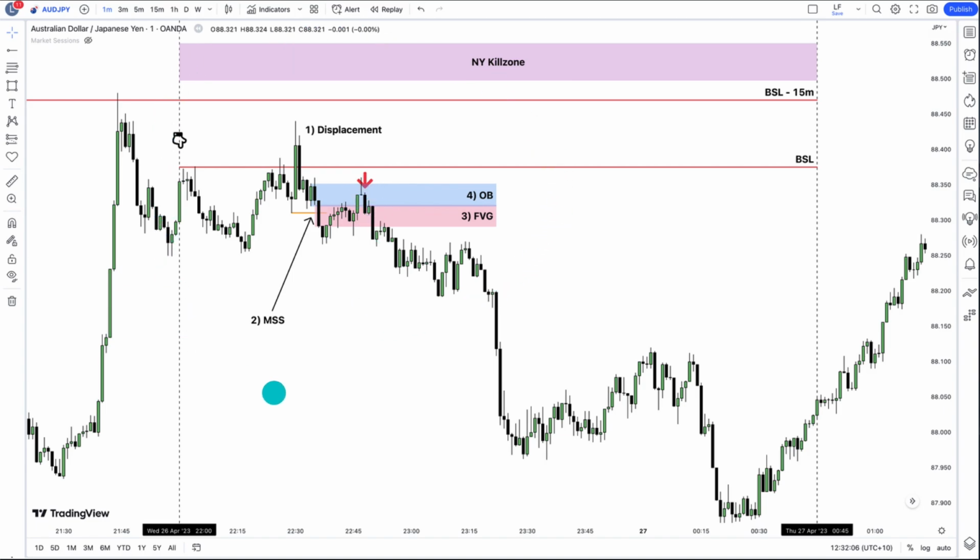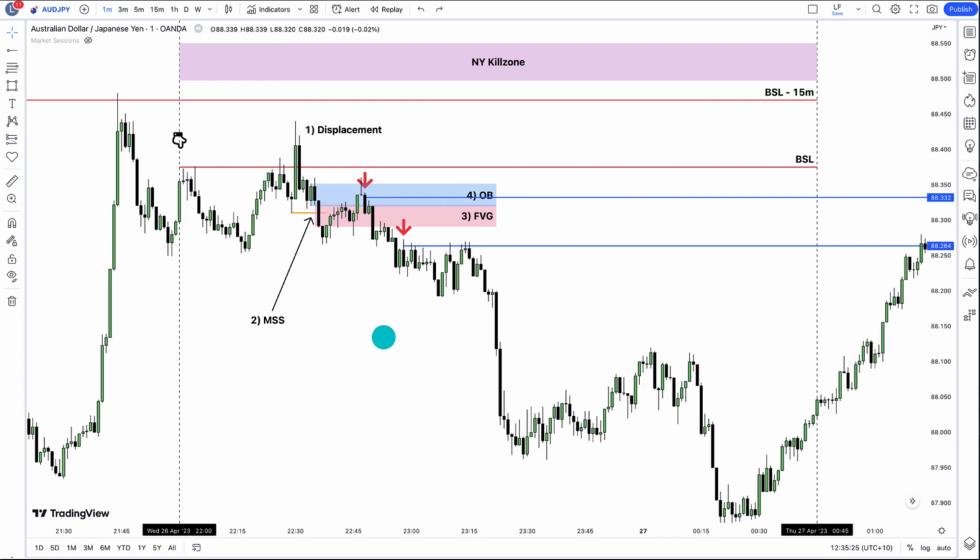I wait for these elements to come into play. Now, if only one or two are present, I probably won't take it, because I want confluences in play that will give me the highest probability chance of a good trade, of a winning trade, right? So these were the levels that I shorted for this trade.